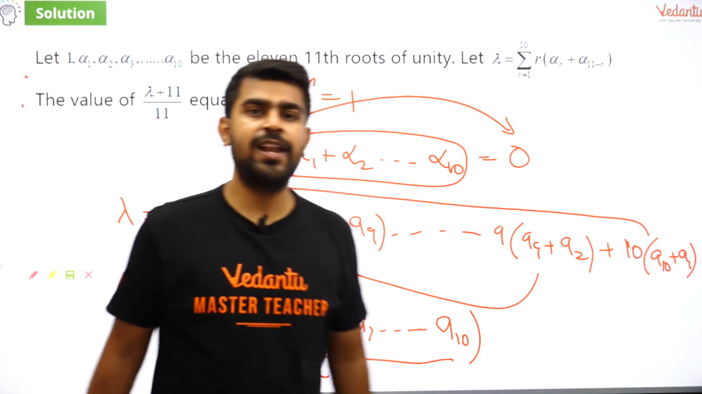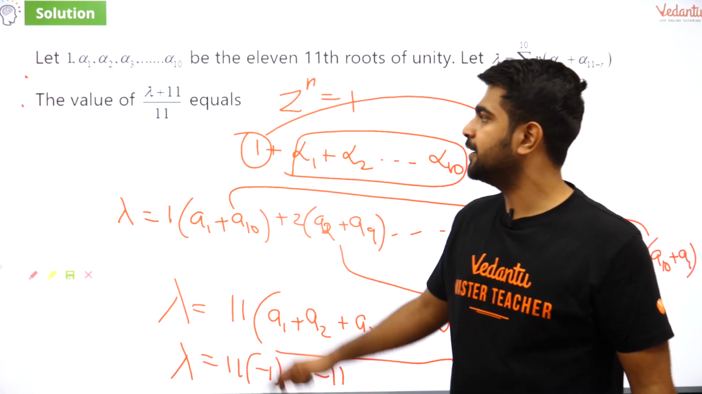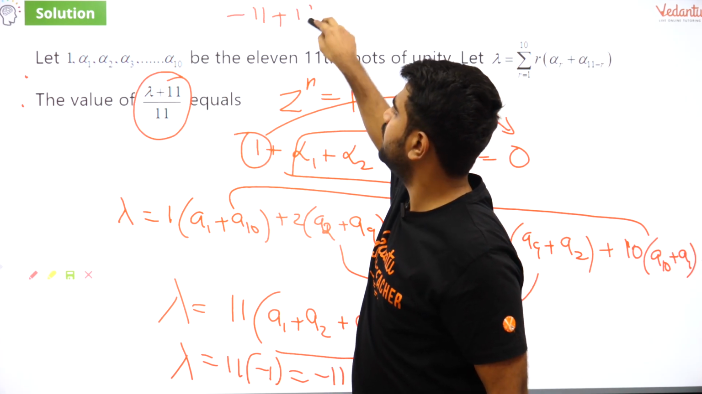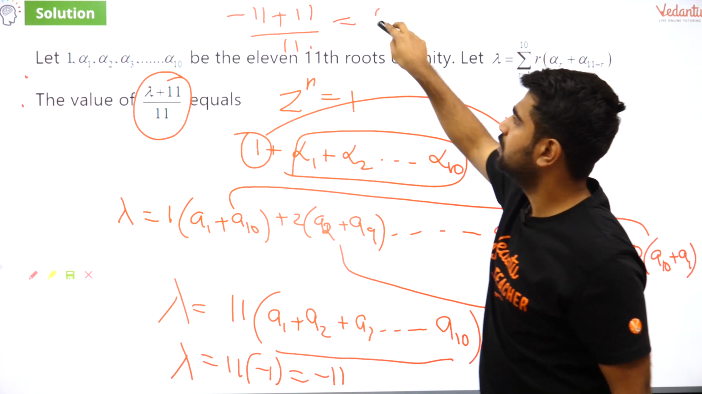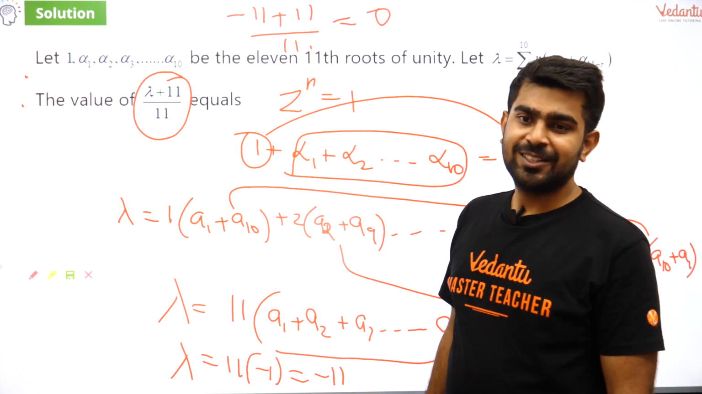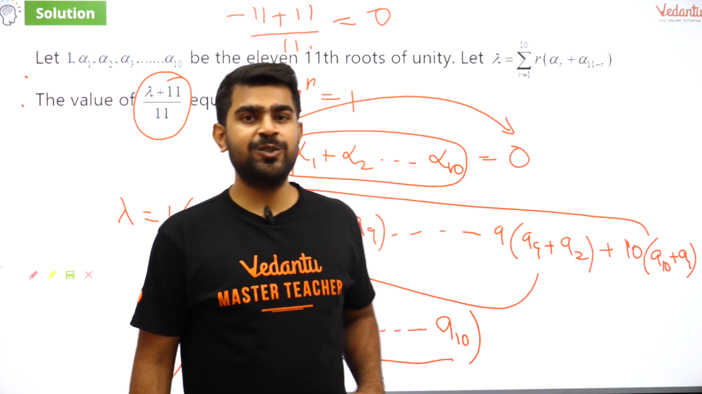So my value of lambda will be minus 11. So what is the answer? Minus 11 plus 11 by 11. The answer for this question is 0. Easy one, right? So that is how you solve this question.